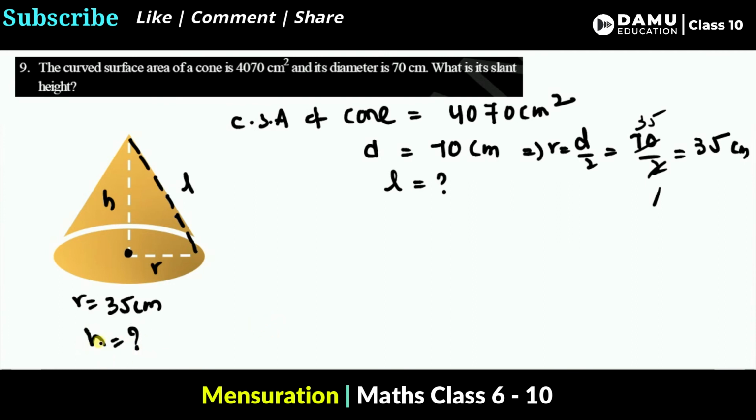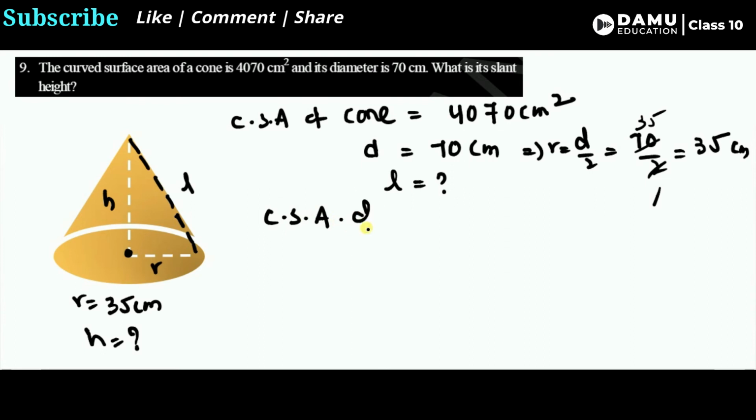But from the curved surface area we can calculate the lateral surface height, and this one is the slant height. The curved surface area formula of a cone is equal to pi r L. The radius we know, L we don't know, we have to find it. So based on this formula you can calculate. Pi r L will be equal to 4070.